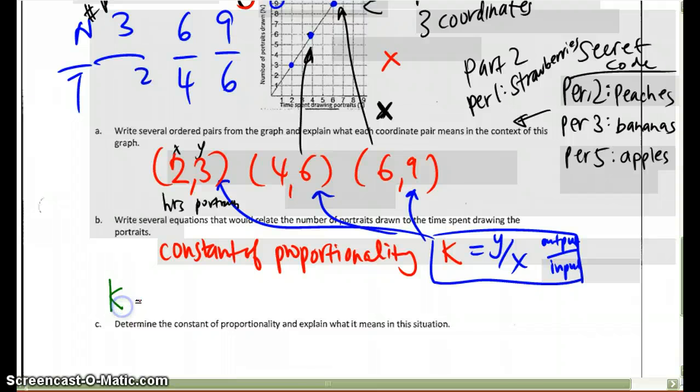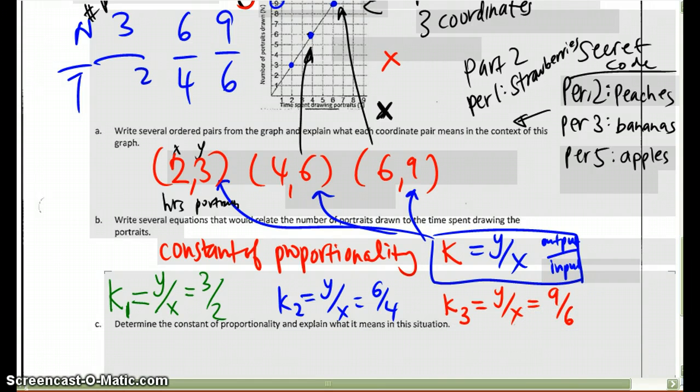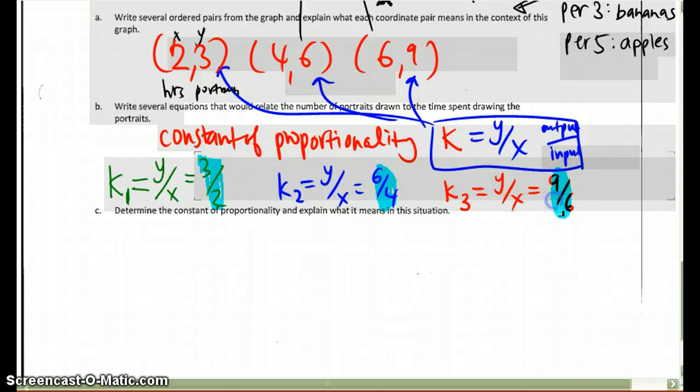I'm going to label the first point K1, and I'm going to say the constant is Y over X, which is 3 over 2. And our second constant, K2, is again Y over X, and here it's going to be 6 over 4, that second coordinate. And then the third coordinate is going to give us K3, which is Y over X equals 9 over 6. Now this is purely just our K's.